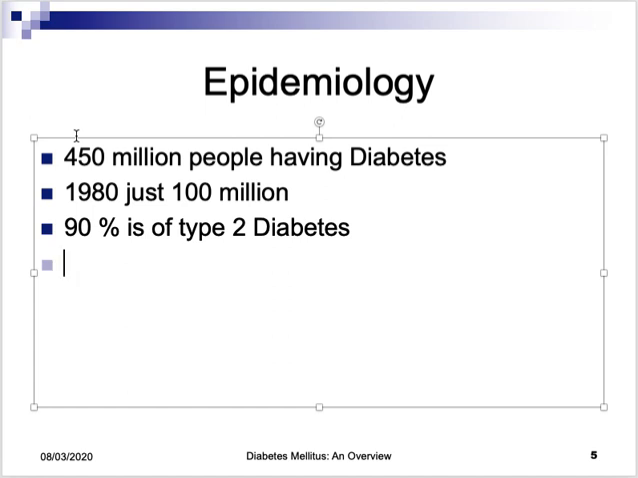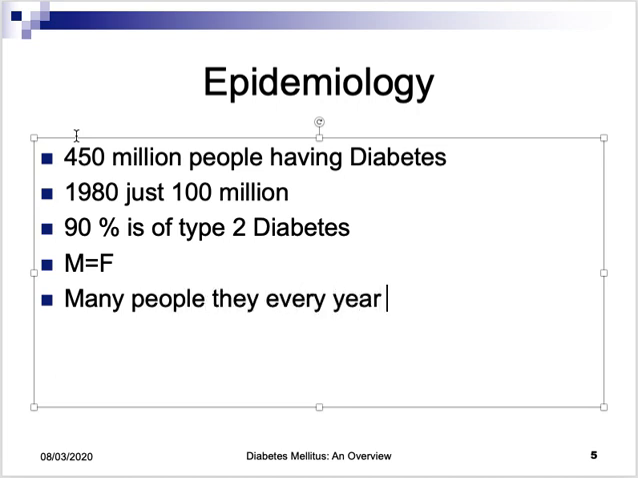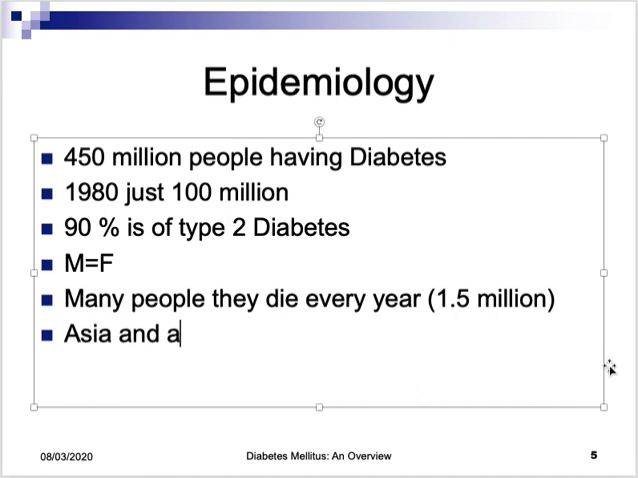And again, WHO says males are equally affected as females, though there are studies which say males are more affected, but overall males and females are equally affected. Due to complications of diabetes, many people die every year. According to one study, around 1.5 million people die each year due to diabetes mellitus. It's a huge number if people are dying. The continents or races most commonly affected are Asia and Africa.